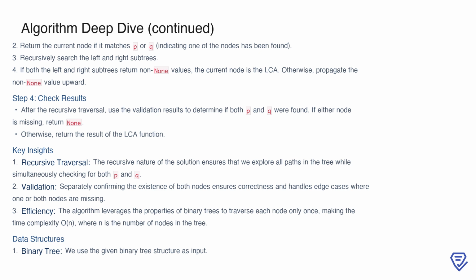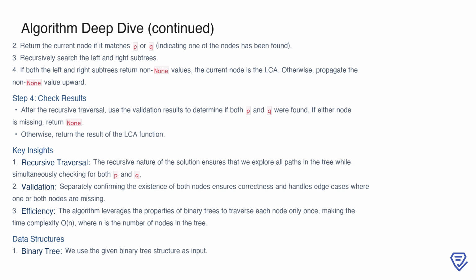Otherwise, we return the result from the helper function. The insights here are significant. The recursive traversal ensures that every path in the tree is explored while simultaneously searching for P and Q. The separate validation of node existence ensures correctness, especially in edge cases. Additionally, the algorithm is efficient.